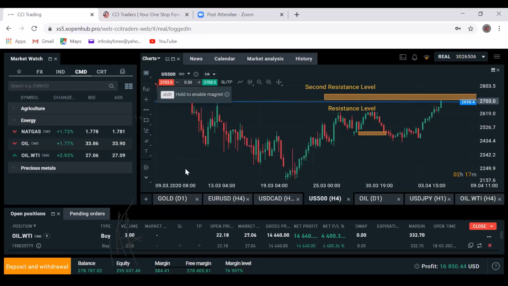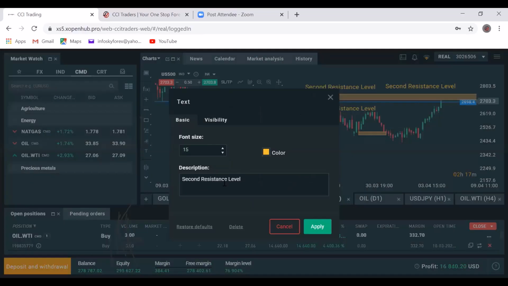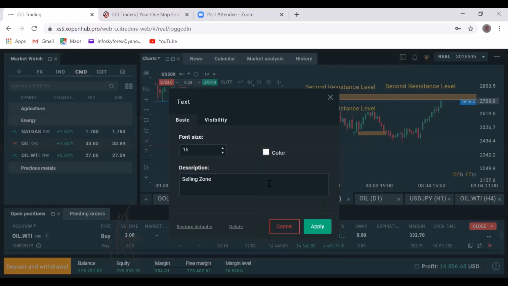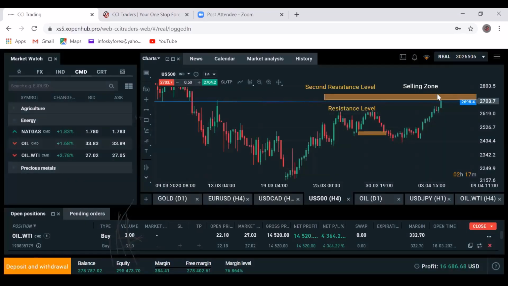Anyone who may want to sell this instrument can sell. Here is selling zone. Let me change the color to white. So this area is a selling zone, and there's potential of US 500 dropping at this point. Here is the first resistance. As expected, here will be the second resistance.